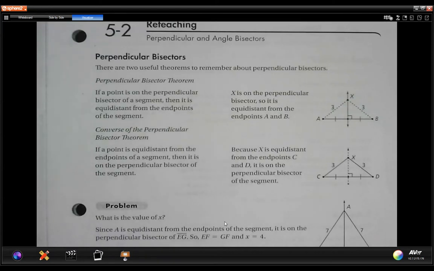All right, guys, today we're going to be continuing with 5-2 on perpendicular and angle bisectors. Really, we're going to be focusing more on angle bisectors, but I want to show you this really quick here on perpendicular bisectors. Let's think for just a minute about building a house and putting a roof on that house.